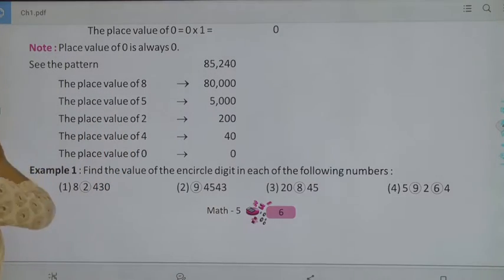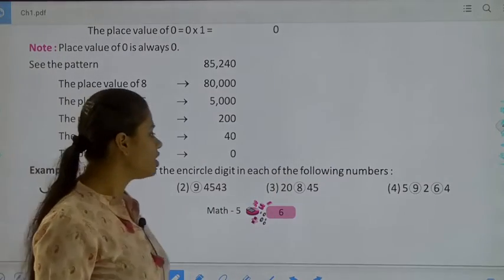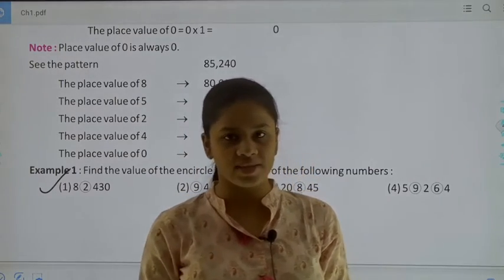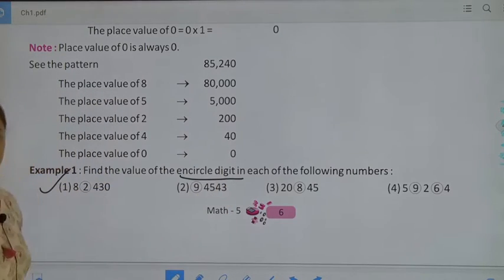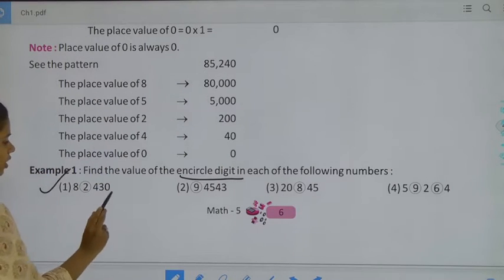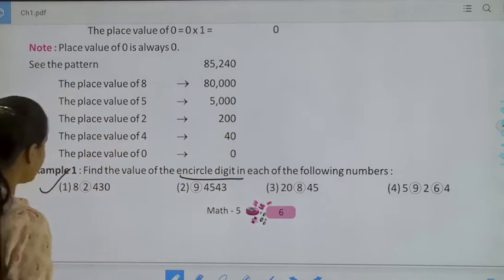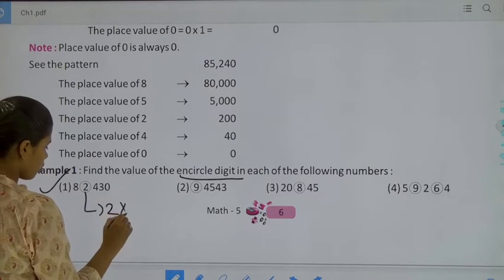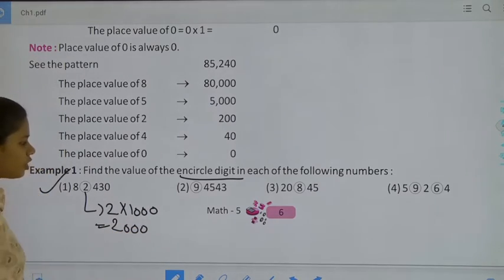Now move to the next, that is find the place value of encircled digit in each of the following numbers. जो encircled digit है हमें सिर्फ उसकी ही place value बतानी है. So this is 82,430, but we have to tell the place value of 2, that is ones, tens, hundred, this is 1,000. So we multiply 2 by 1,000, it will be 2,000. Now move to the next.